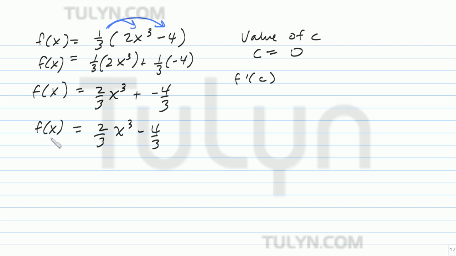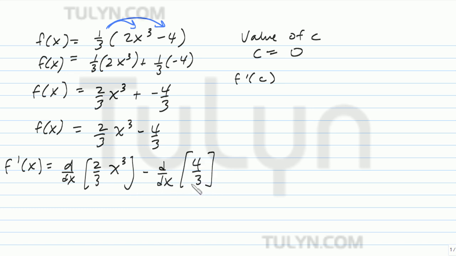So we're supposed to find the first derivative of that. It's going to be f prime of x equals the derivative with respect to x of 2/3 x to the third power minus the derivative with respect to x of 4/3. Alright. And then find the derivative of this constant and this variable with the power. So just factor out your constant. So it's 2/3 times the derivative with respect to x of x to the third minus the derivative of the constant 4/3.